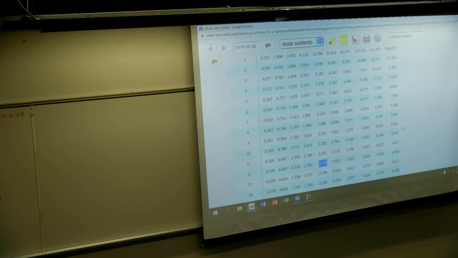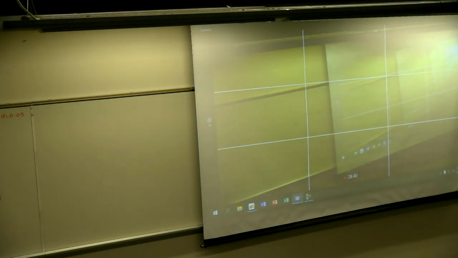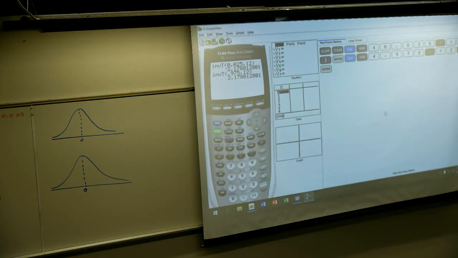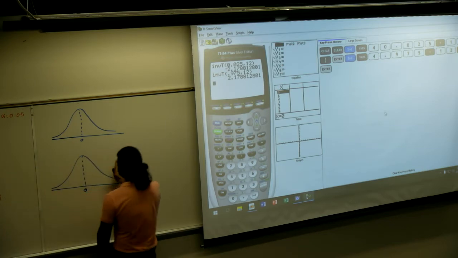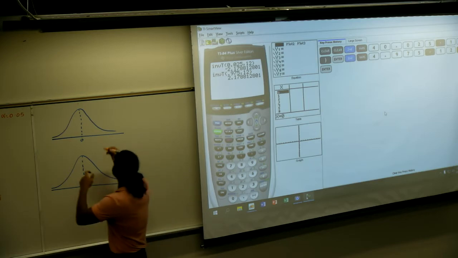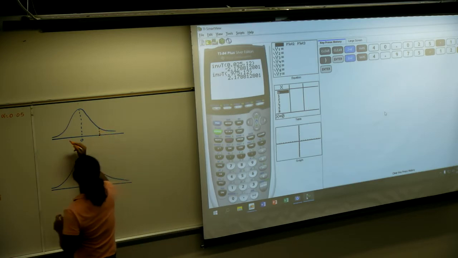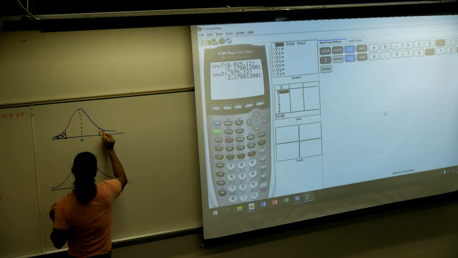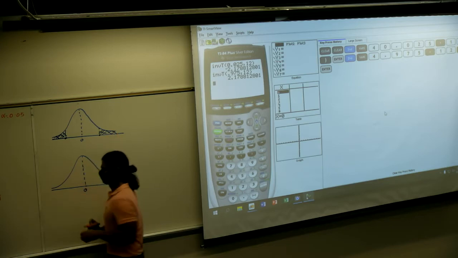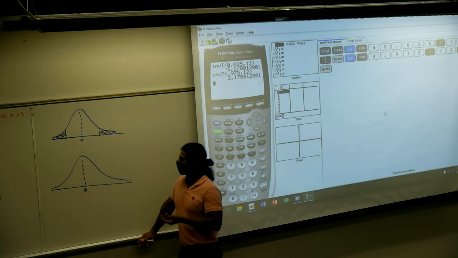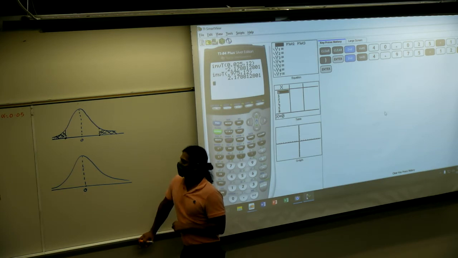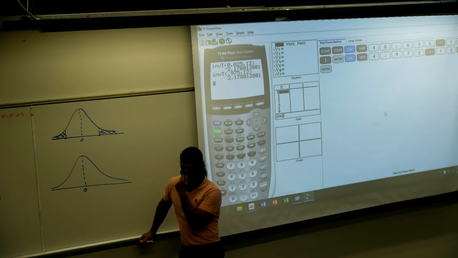So what would our critical value be? Having something like this is useful, but if you can get it without the picture, that's fine. You'd have to go through a lot of trial and error, but if you draw this, you can get it right away. So the second one, part B.